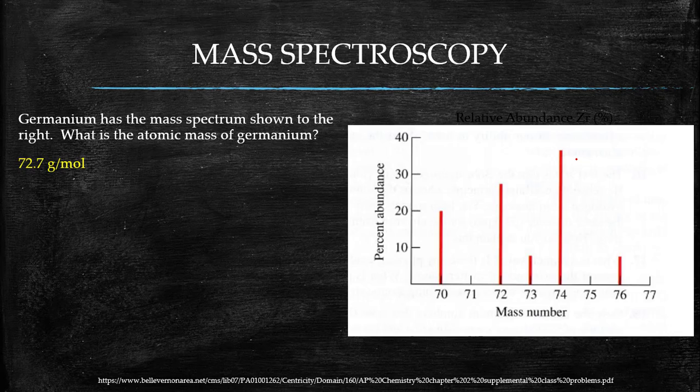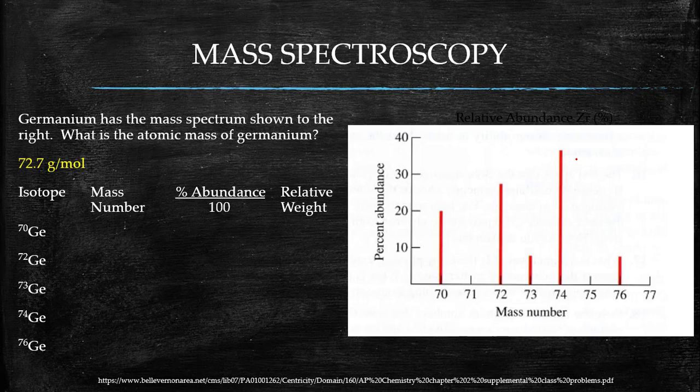How do we do this? Well, I'm going to be doing a weighted average. So I'm going to lay out what I need. I'm going to look at my isotopes, my mass number, my percent abundance divided by 100, so I can calculate my relative weight. And the first thing I see is there are 5 isotopes. Germanium 70, 72, 73, 74, and 76. So I know my mass numbers.